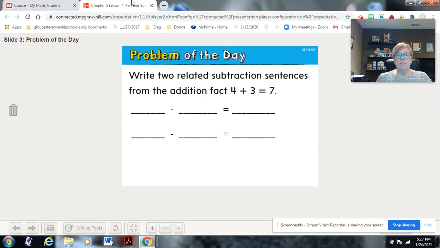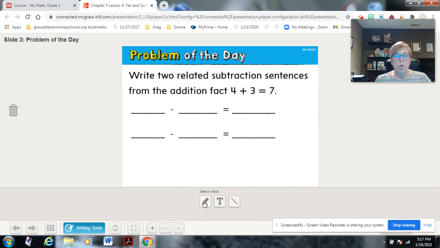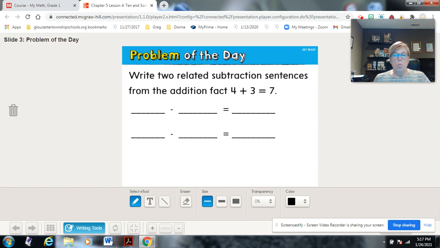It is write two related subtraction sentences from the addition fact 4 plus 3 equals 7. So remember, subtraction always begins with what? Right, the largest number. So why don't you pause, write your two subtraction number sentences, and then come back and we'll discuss the answer.